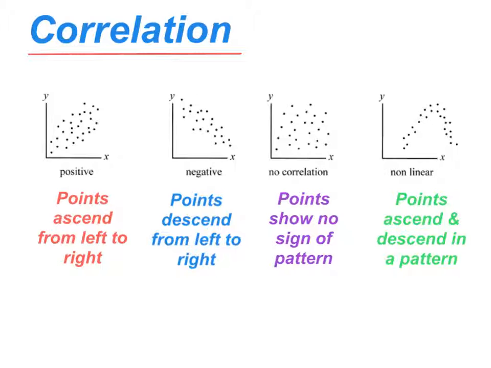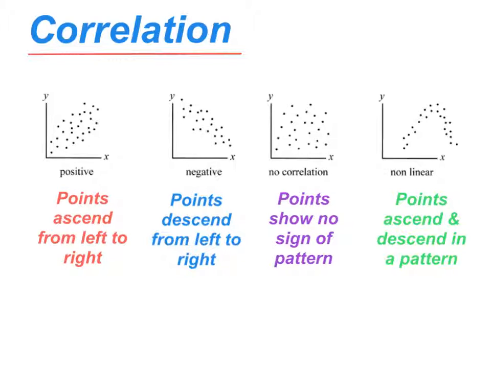However, in the second picture here, if your ordered pairs or points descend, go down from left to right, this is referred to as having a negative correlation. The third picture shows no rhyme or reason. This is no correlation. You notice from your points that they show no sign of any type of pattern.